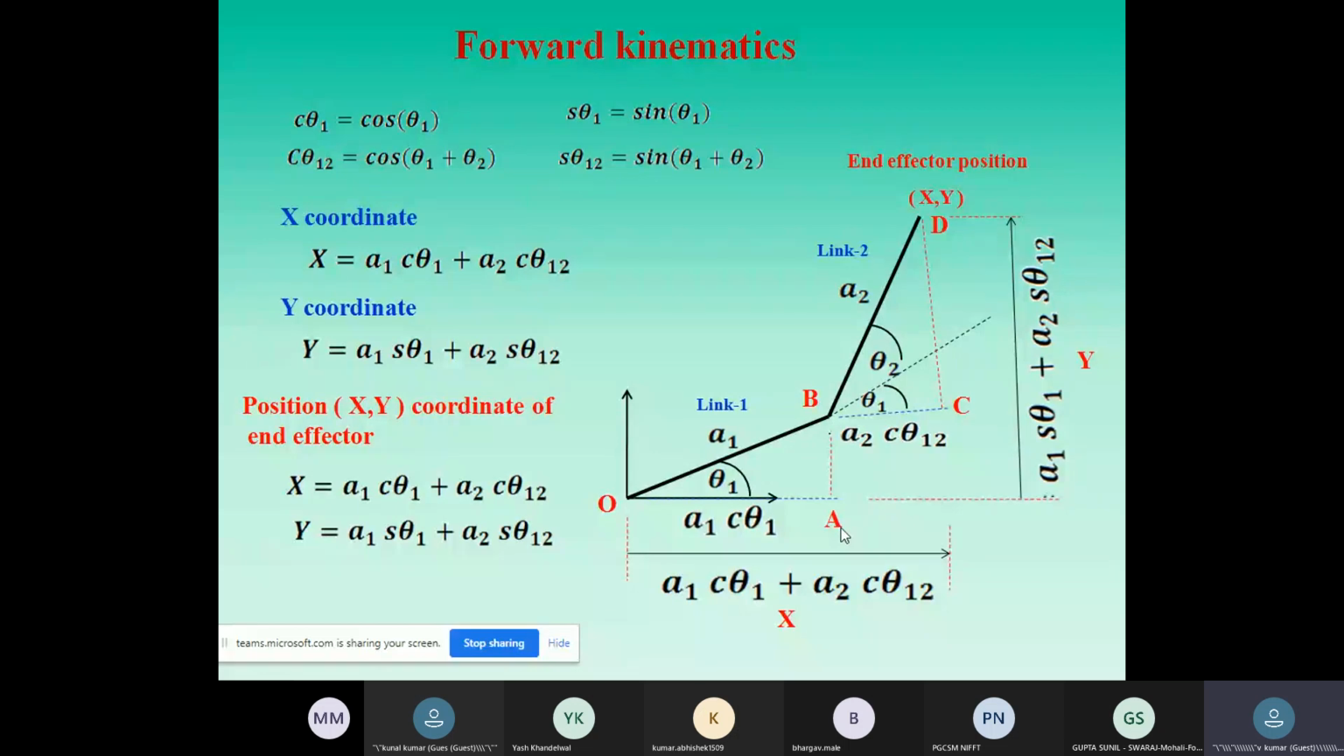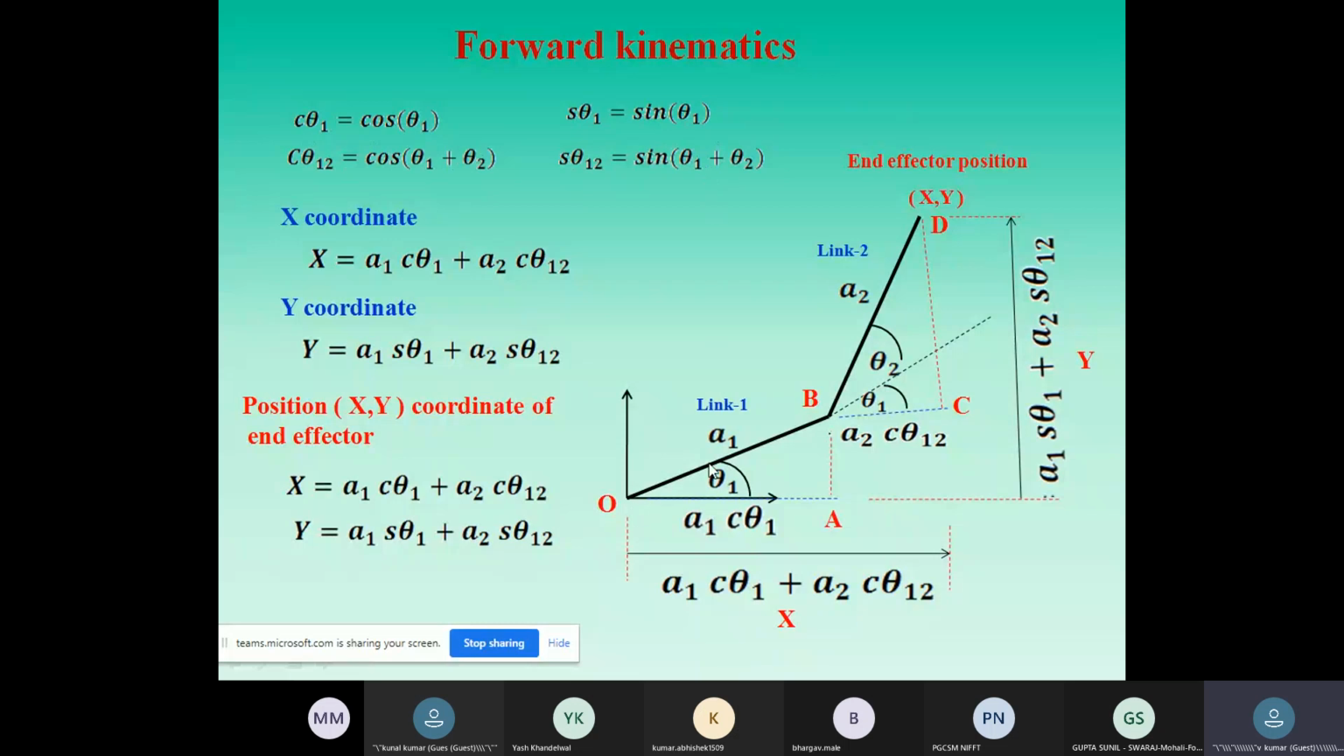First, we will derive it by geometry. Geometry means the link lengths and angles are given, and we have to find the x, y position by projection of the length on that axis. Here we have used some terms. C theta 1 means cos theta 1. S theta 1 means sin theta 1. C theta 1 2 means cos of theta 1 plus theta 2. Similarly S theta 1 2.